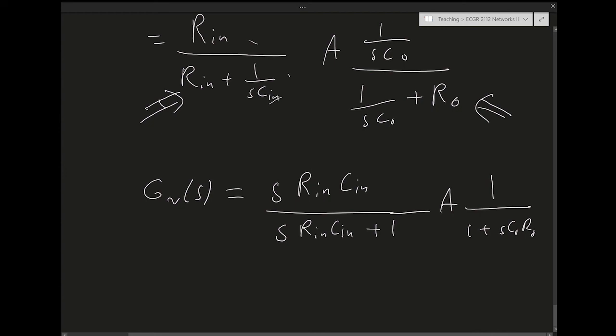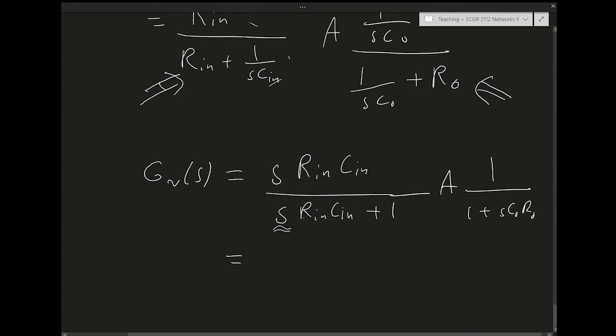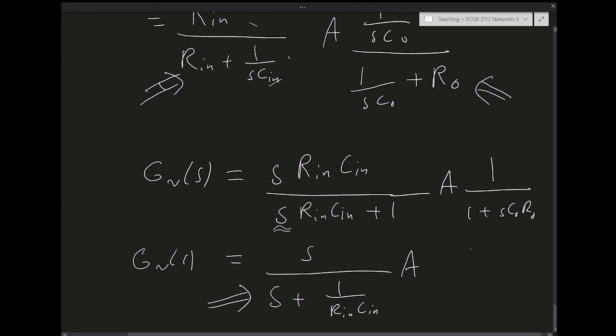I prefer not to have the first coefficient being multiplied by a constant, so I can always divide by 1 over RN CN, I end up with S, this is GVS, divided by S plus 1 over RN CN. This is also another common way of writing transfer functions, where you ensure that the highest power of S has a unity coefficient. This is just the traditional way of writing transfer functions. So this is going to be 1 over CORRO over S plus 1 over CORRO.